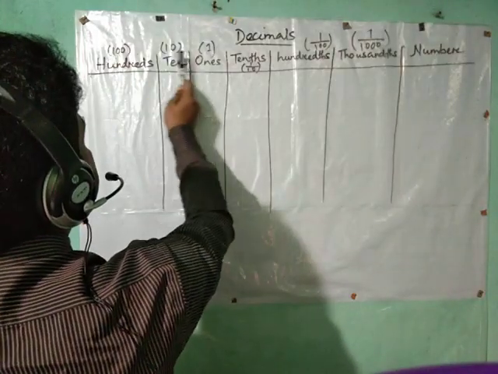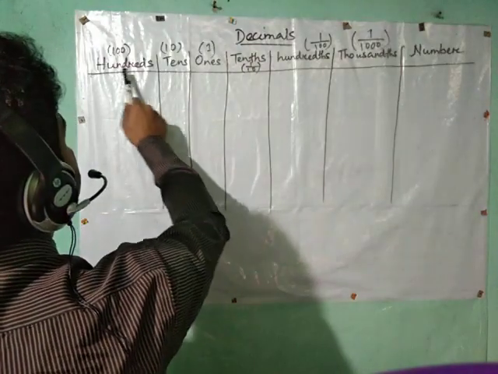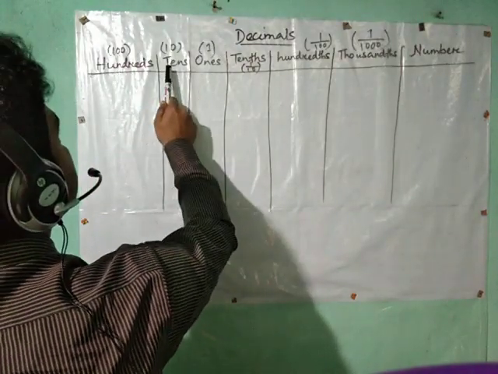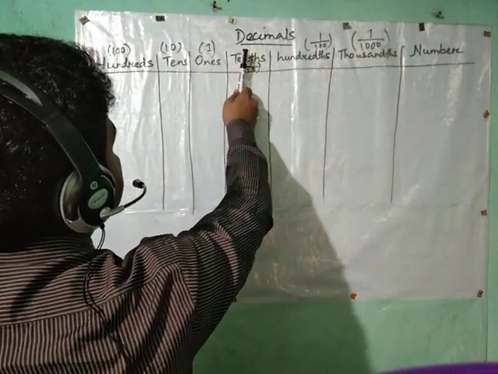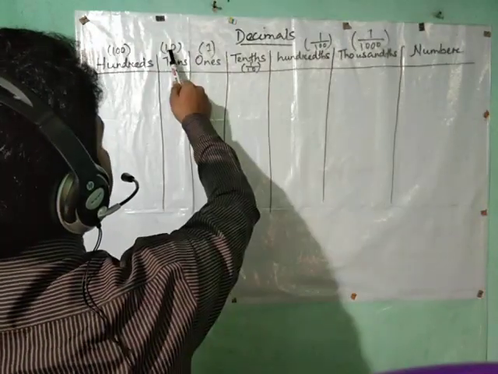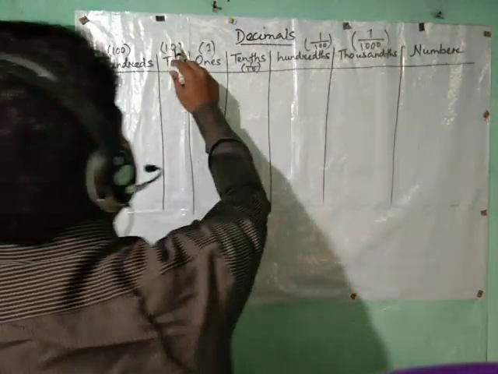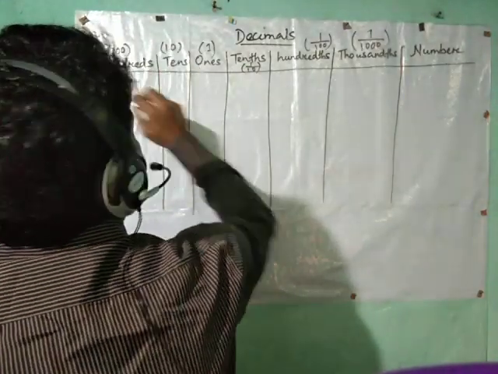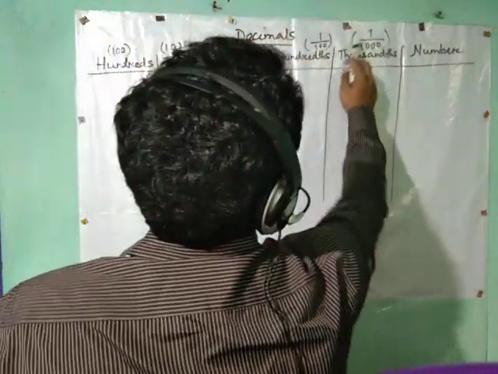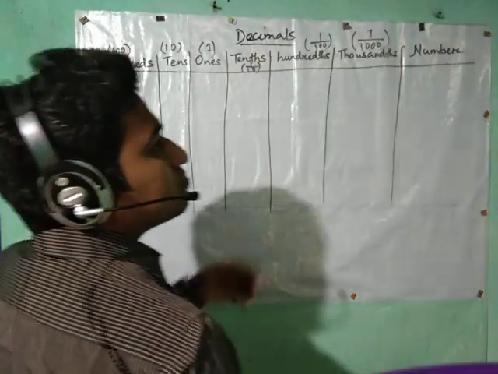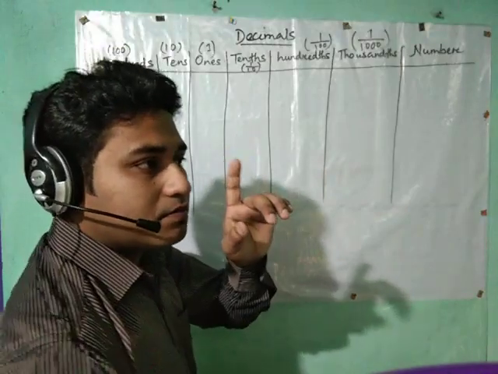See, if you look at this side, you will have 100, 10, 1. The corresponding places will be called hundreds, tens, ones. And if you look at this side, these numbers become reversed, the reciprocal: 1 by 10, then 1 by 100, then 1 by 1000. It is just the reverse, or you can say the reciprocal, of these place values.